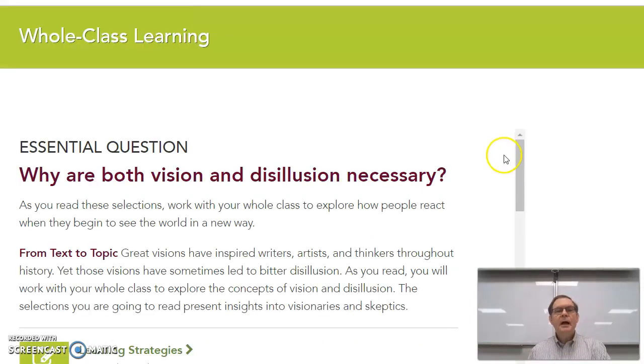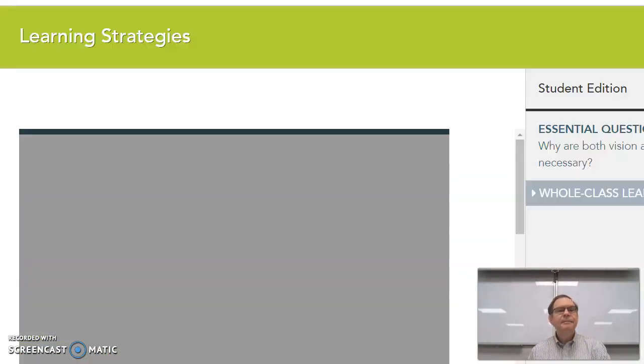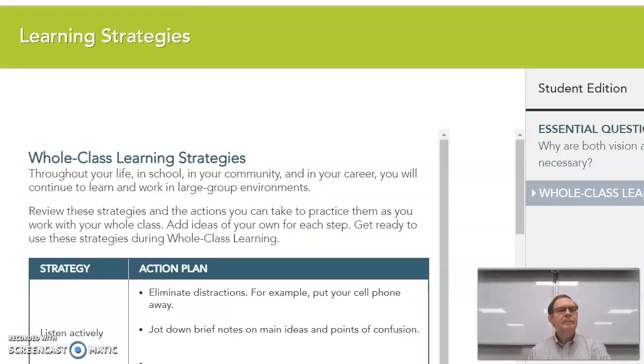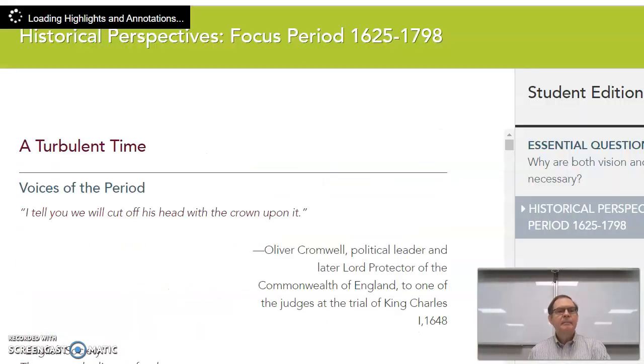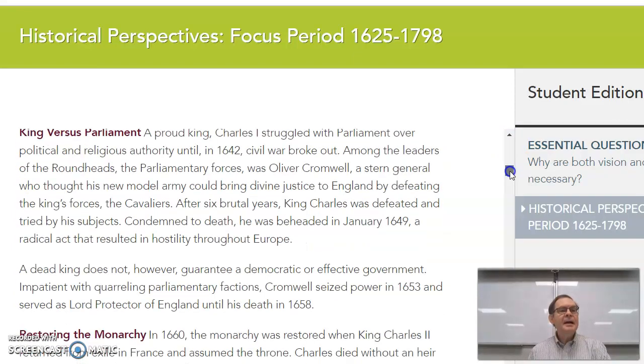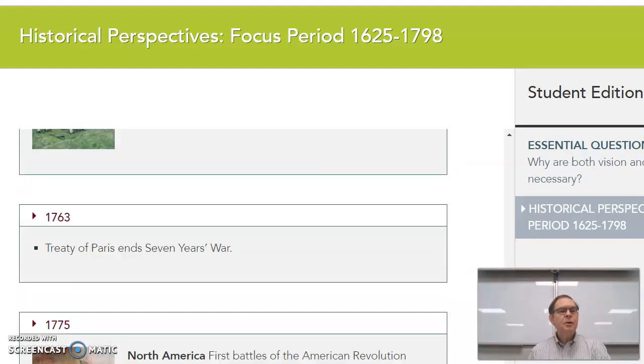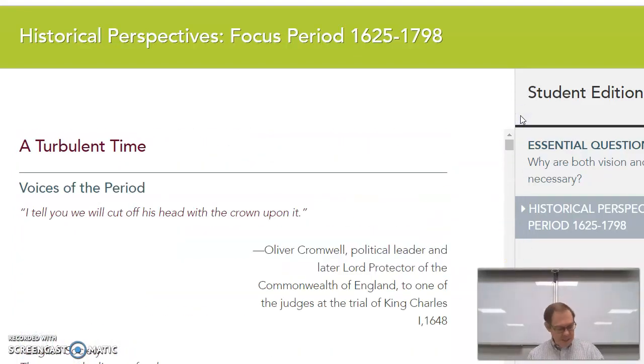And those of you on the online edition, you have to scroll through a number of pages to finally get to where you are. And here we are, a turbulent time, voices of the period. And then that begins on the online edition, all of the historical intro. And then there is the historical intro right there. In our textbook, it's on page 422, 423, 424, 425. So make sure you read over that. Then go to page 427.